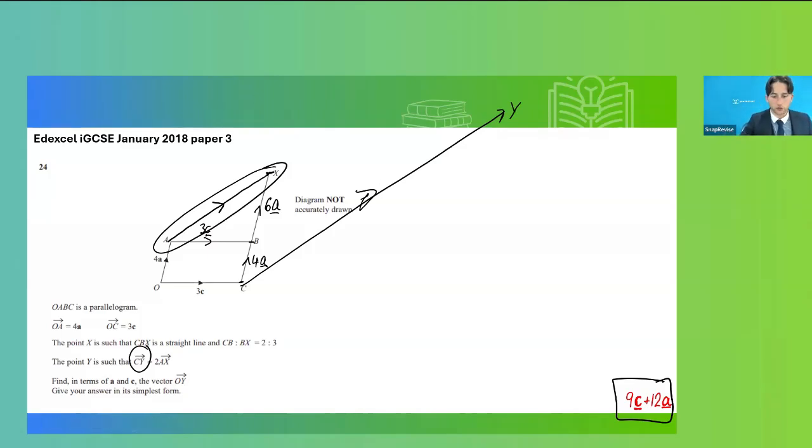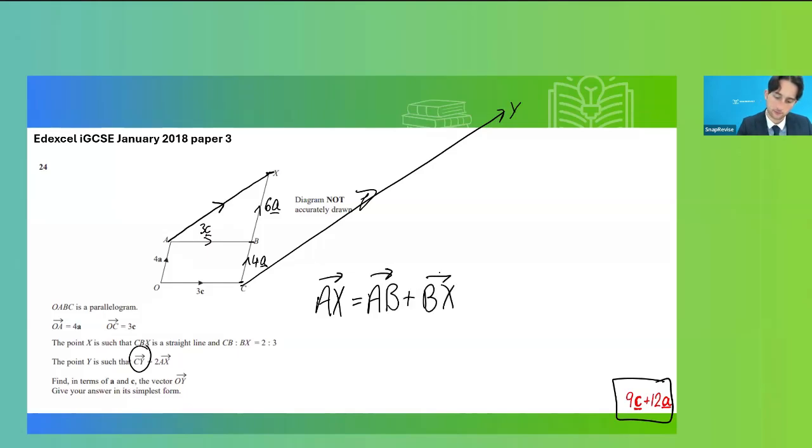So let's think about, could you define A to X to start with? So A to X, and I'll describe it in terms of the pathway that I take. I'm going to go A to B plus B to X. So that would be 3C plus 6A. So C to Y is just two lots of that.